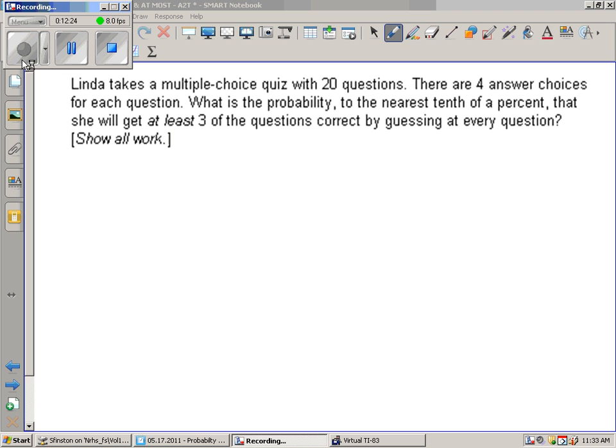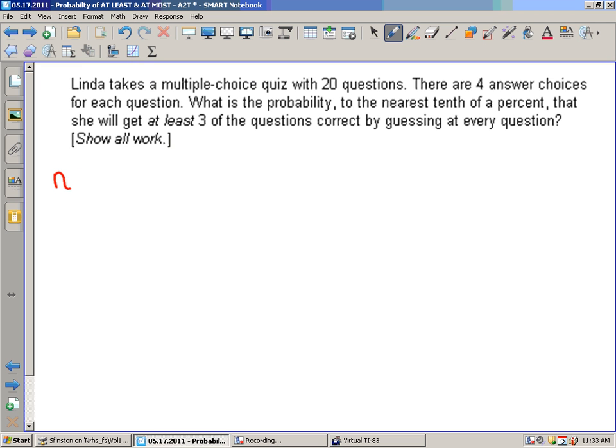Well, I'm going to teach you a shortcut. All right, last question that we're going to do today. I'm going to attempt to teach you a shortcut, but we could always do it the long way. I want you to know that. So here we go. Linda takes a multiple choice quiz with 20 questions. There are 4 answer choices in each question. So what's the probability if she guesses that she'll get it right? A fourth, or 0.25. This also means that the probability of her getting it wrong is 0.75.